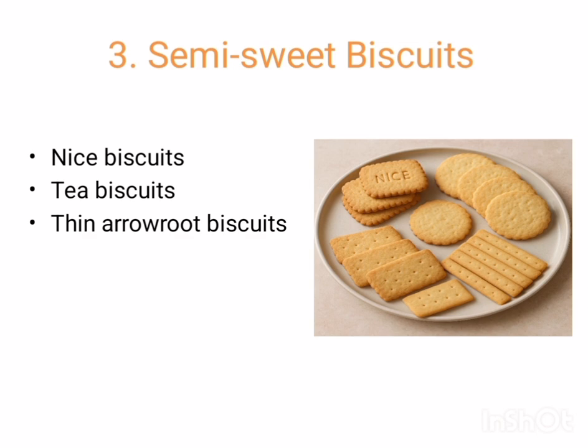Next is a tea biscuit, which is mildly sweet and crispy in texture. And third is thin arrowroot biscuit, which contains arrowroot starch in the flour, which makes it a light and digestible biscuit, and it is also a gluten free biscuit because of the arrowroot starch.